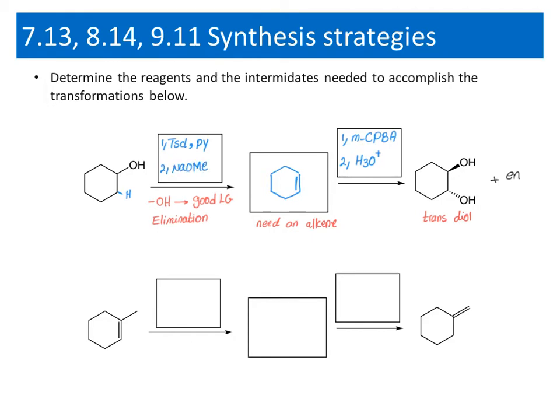Now let's look at the second example. So the final product in the second example is an alkene. So we formed an alkene here. And therefore we need to think about the process which we call elimination. So the product for elimination is an alkene.